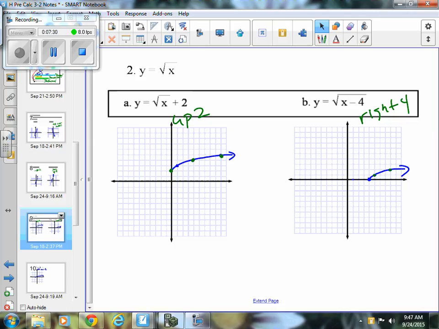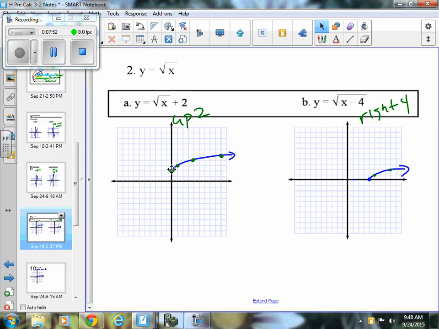We have an up 2. That plus 2 is outside of the radical, so we're moving that whole square root function up 2. So my vertex point, I always move that critical point first, either the vertex or the point of symmetry. It went up 2. From there, I went over 1, up 1, over 4, up 2, over 9, up 3. Using, again, those perfect square numbers makes it a lot easier.